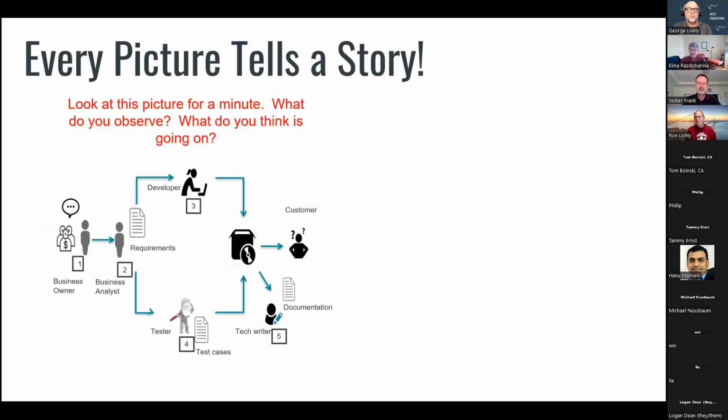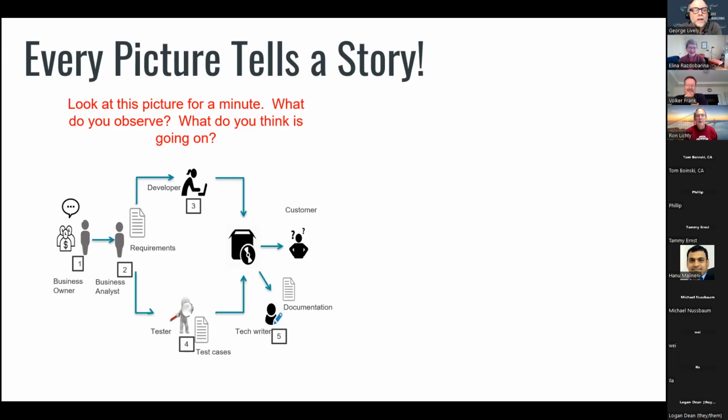So let's start with this. Just take about a minute and look at this picture that's on the left-hand side of your screen. And I'd love to hear from any of you what it is that this picture looks like, what this team is doing, how they're working. Any thoughts at all? That looks suspiciously like a waterfall process.